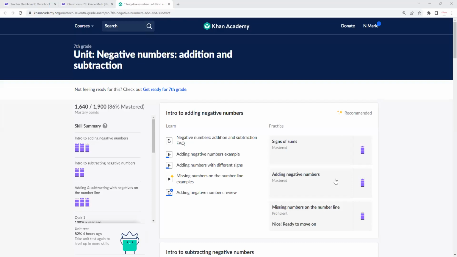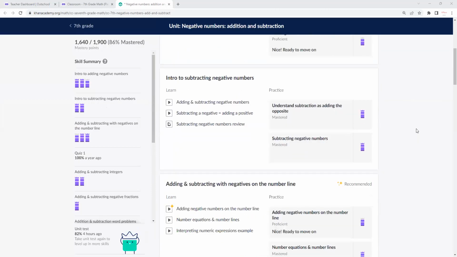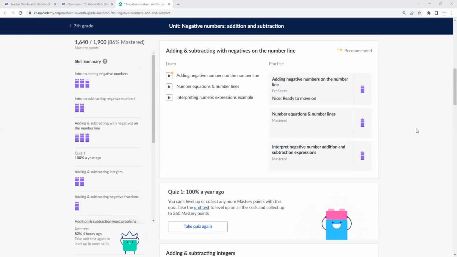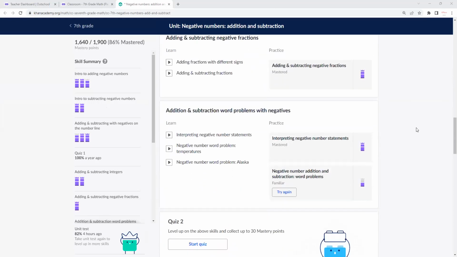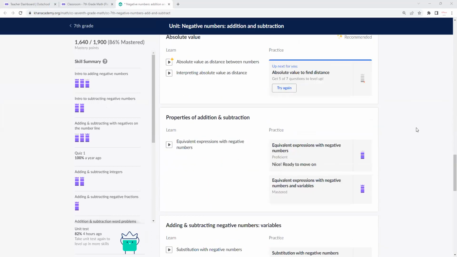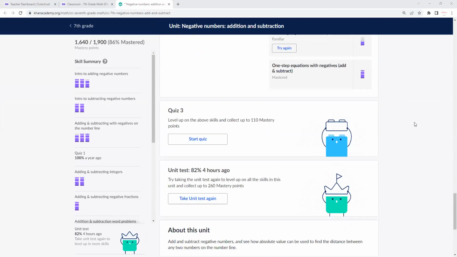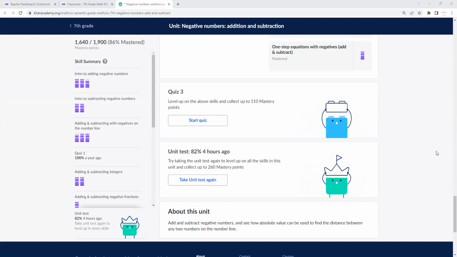Welcome. Okay, so the first unit for 7th grade math is negative numbers, addition and subtraction. This unit is mainly just adding and subtracting integers with word problems using number lines, fractions. And you can see it's pretty long here. Very long unit. So I will be assigning quiz 1, 2, 3 and the unit test.